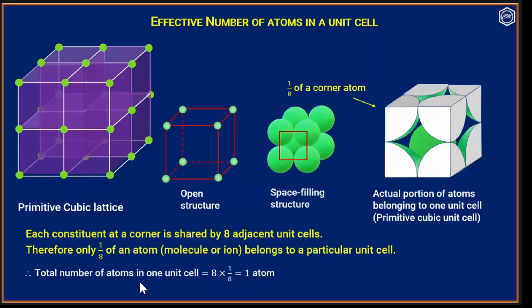Therefore the total number of atoms in one unit cell is 8 into 1/8. There are 8 corners, that is equal to 1 atom.